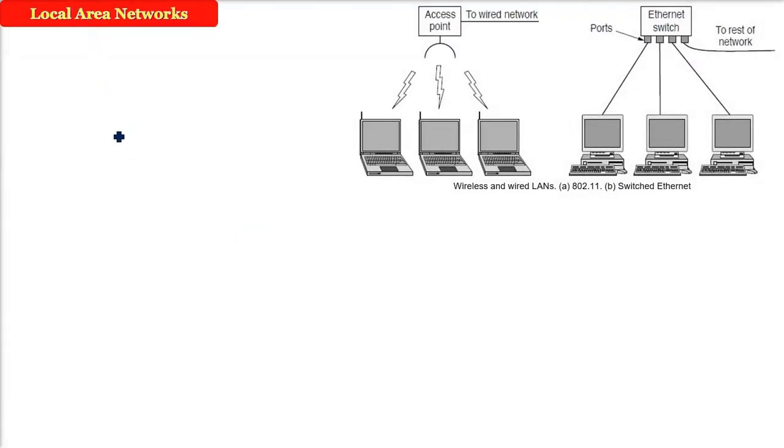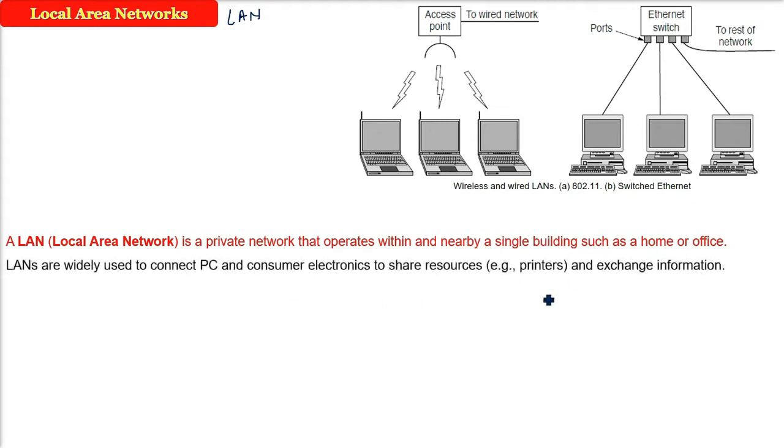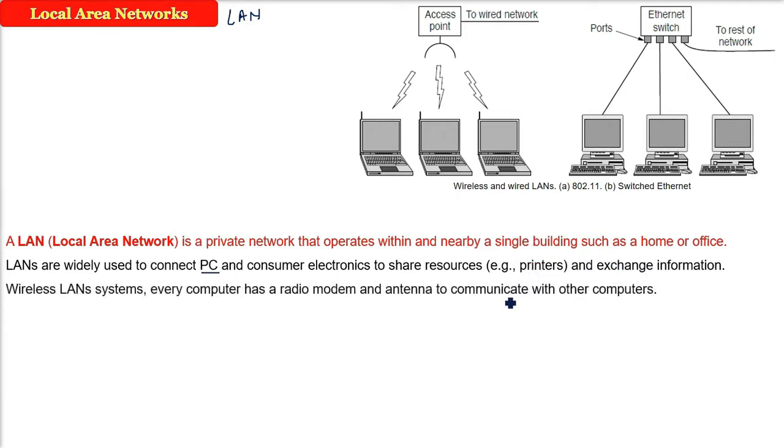LAN, or local area networks. A LAN is a private network, and it can be operated in a room, in a building, in an office or home. So we are talking about a bigger network than a personal area network. LANs are widely used because we are connecting various PCs to share resources and exchange information.